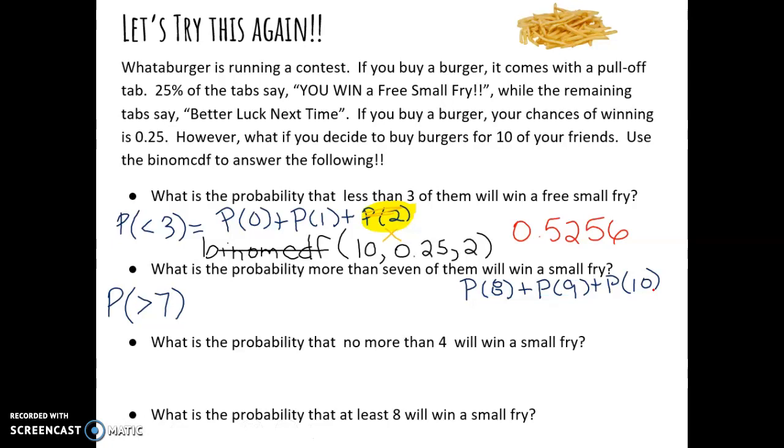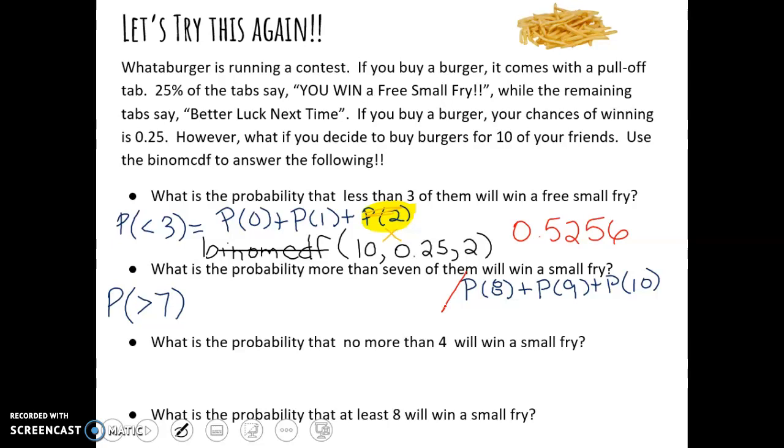And as I told you before, the calculator is not going to do this. If we put in 8, it's going to add the probability 0 through 8. If I put in 9, it's going to add 0 to 9. If I put in 10, it's going to put 0 to 10. We just want 8 through 10. So since the calculator won't do this, let's find the complement.